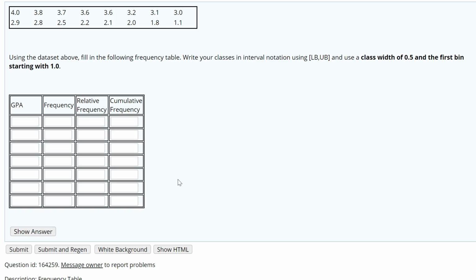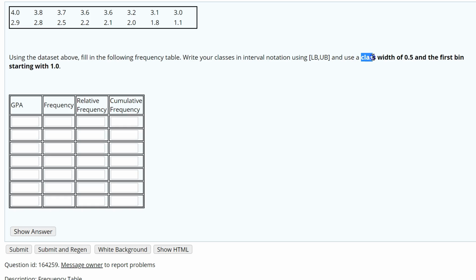The problem says, using the data set above, fill in the following frequency table. We are going to write our classes in interval notation using the lower bound and upper bound with the brackets. So remember, that means we're including those values. And also our class width is going to be 0.5 with the first bin starting at 1.0.